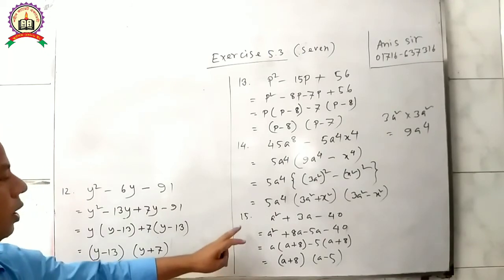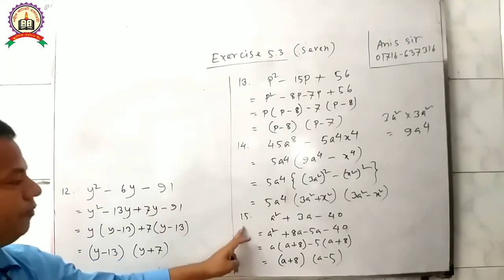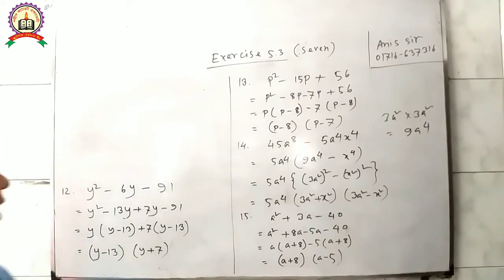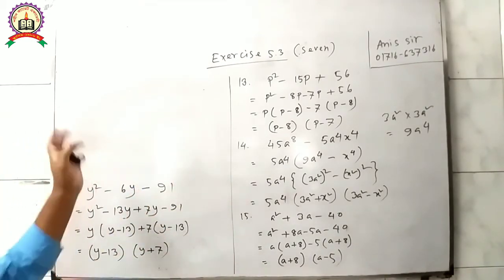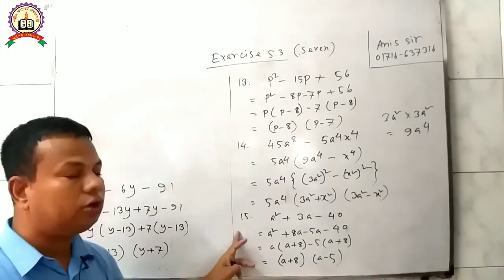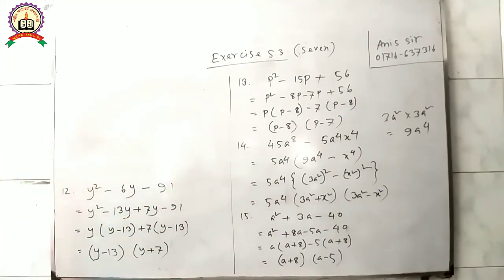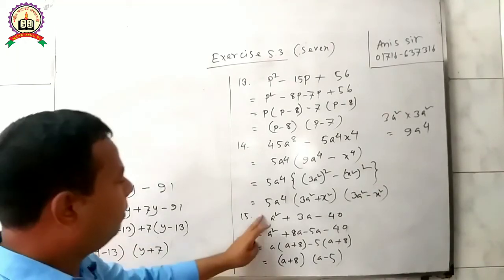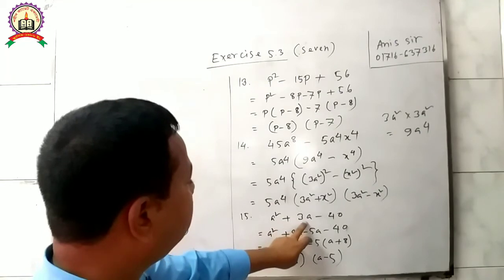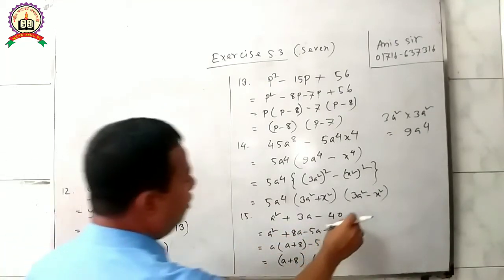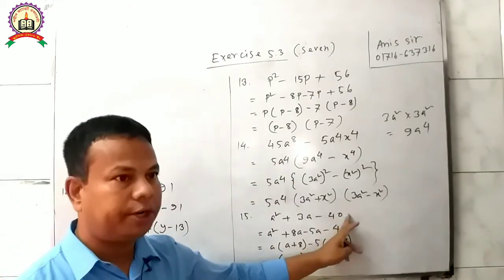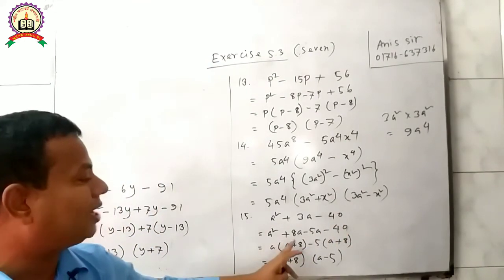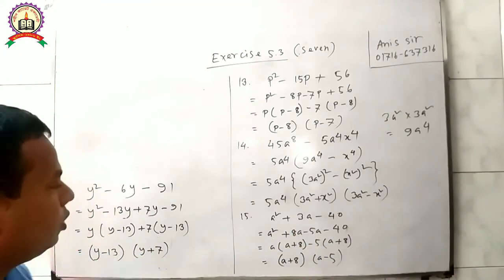And today's last number 15. It is also like 11, 12 and 13. You have to solve in this way. For the middle term, it is 3a and the product is 40. So you have to simplify it in this way. If we multiply, then we get 40, and if we do plus or minus, then we get plus 3.